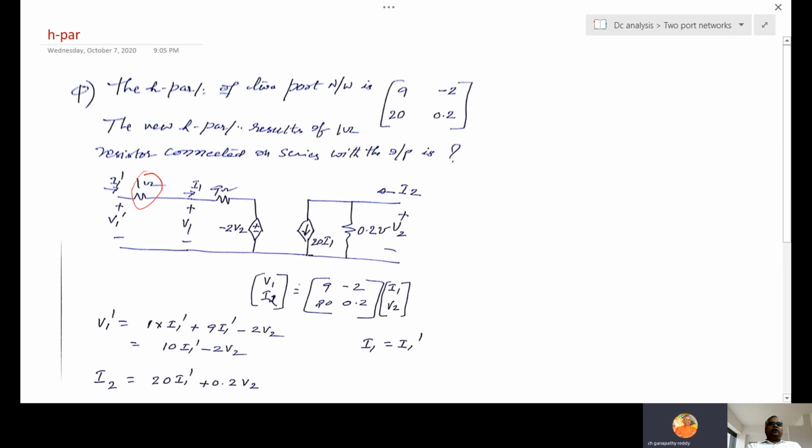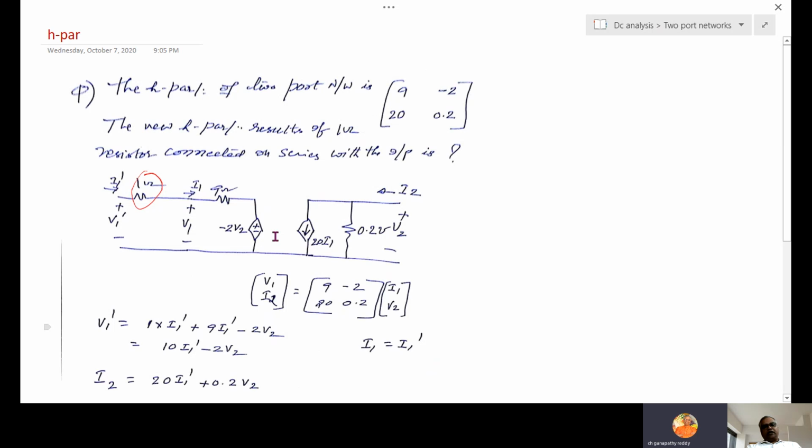I told you earlier how to draw the equivalent circuit of the H parameter. So this is H11. V1 in terms of I1, V2, then I2 in terms of V2, I1. That's the standard H parameter form. So 9, minus 2, 20, 0.2 are given. So this is the equivalent circuit of the H parameter attached with 1 ohm. Find the H parameter of the complete network.